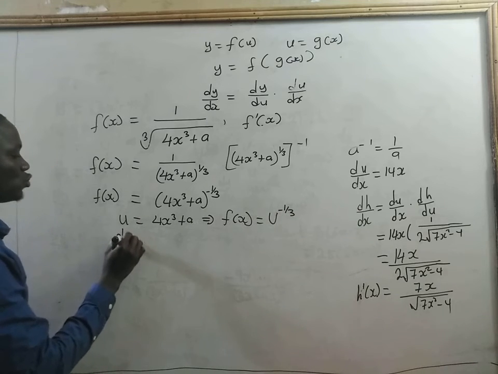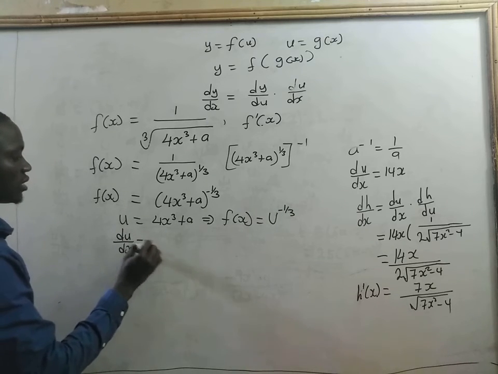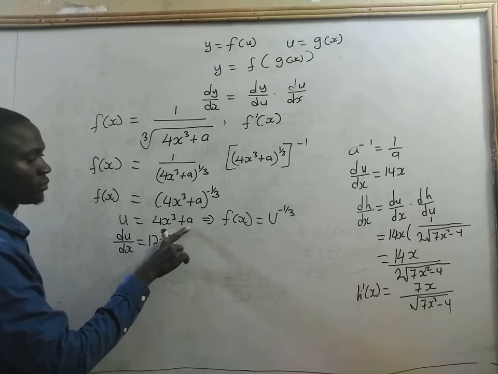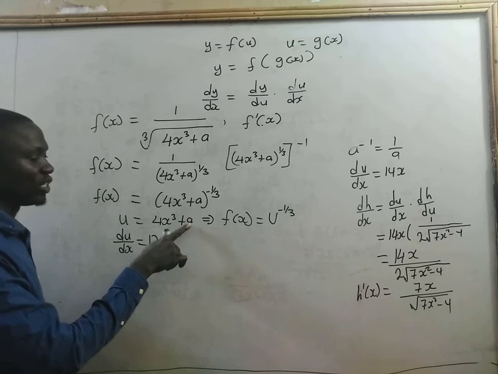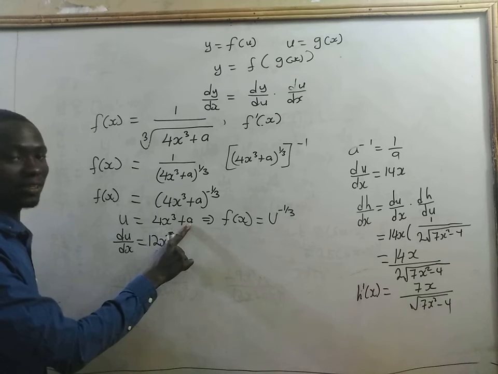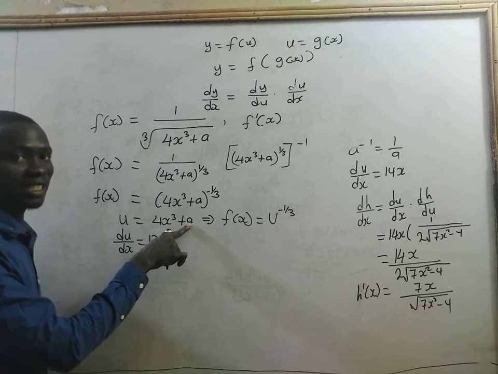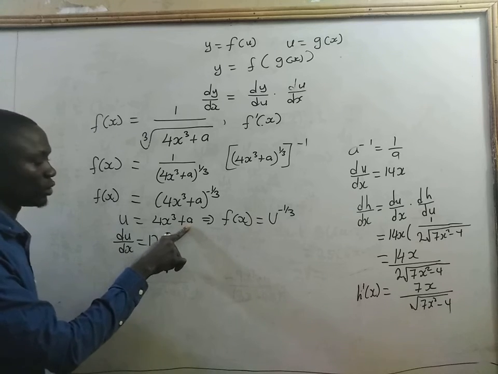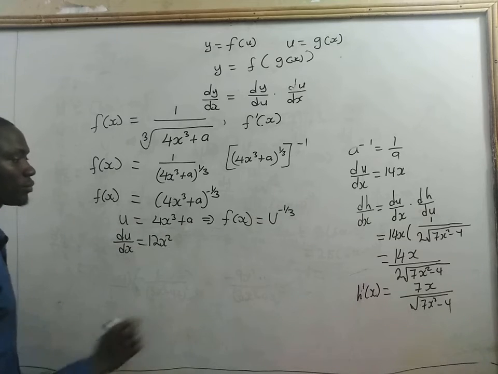Here, the derivative of u with respect to x is equal to, if you differentiate 4x cubed, you get 12x squared. A is a constant. If you differentiate a, you get 0. A is like any number. Here there's no x attached to the a, so it becomes a constant. So the derivative of a with respect to x is 0.